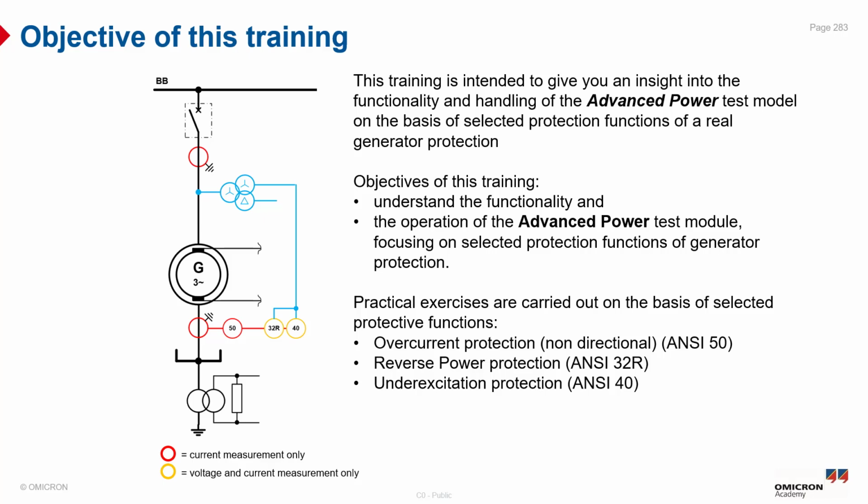Throughout this video, we will carry out some practical exercises based on selected protection functions, including overcurrent protection non-directional, designated as ANSI 50, reverse power protection known as ANSI 32R, and under excitation protection with ANSI code 40. Each of these functions plays an important role in ensuring generator stability and reliability.